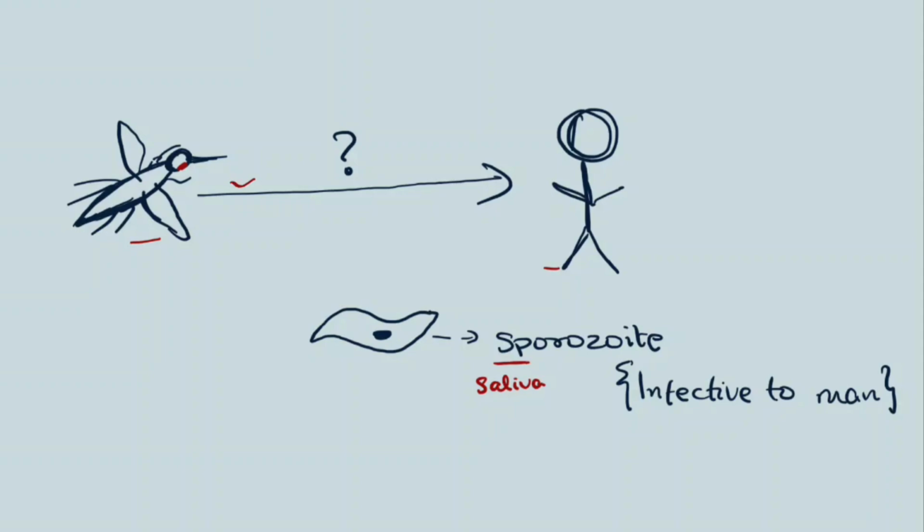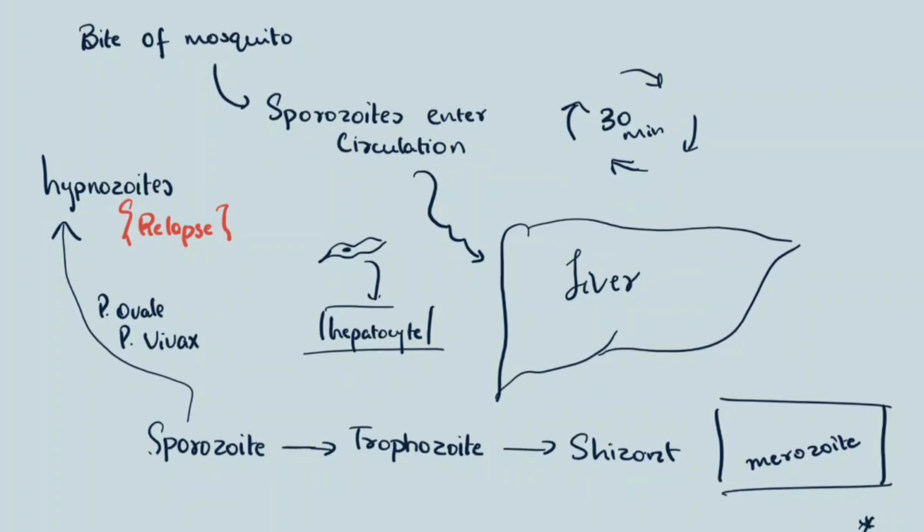And when the mosquito comes and, let's say, bites you or me, this is when these sporozoites get transferred into our blood. And remember that sporozoites are the infective form for man. Once the mosquito has bitten a person, these sporozoites that were inside its salivary glands enter our circulation. They stay in our circulation for approximately 30 minutes, and soon after this, they reach the liver. Now, when it reaches the liver, the sporozoite has to enter the hepatocyte of the liver. The sporozoite has something called a circumsporozoite protein, and that is what helps it enter the hepatocyte.